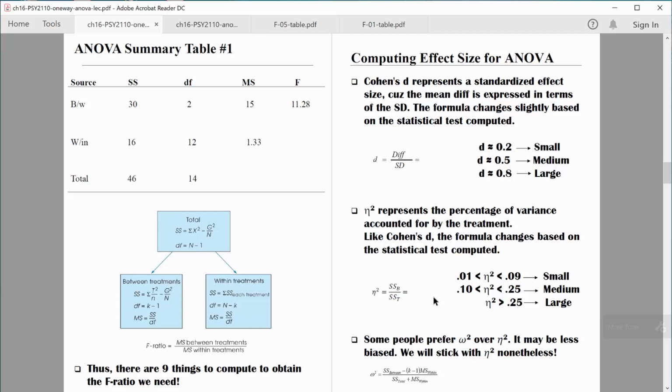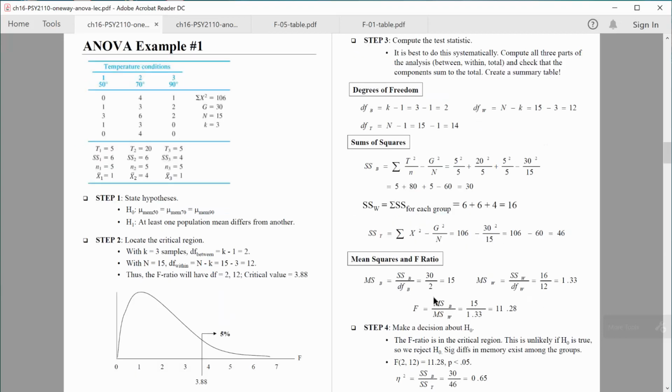That, my friends, was our first ANOVA example. In the next video, we'll go through a second example, and here's the good news. It's just like the first example. Once you can master one example, you can master any example.